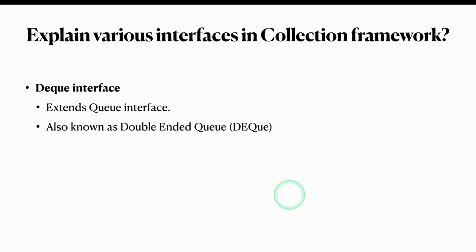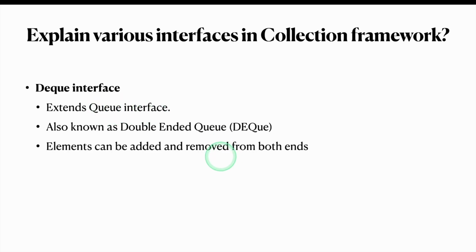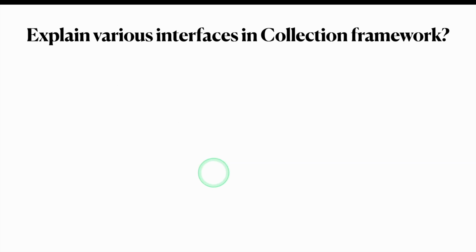Deque interface. Deque interface is also known as double-ended queue. It extends the Queue interface. Elements can be added and removed from both ends. That is the double-ended queue. ArrayDeque implements this interface.